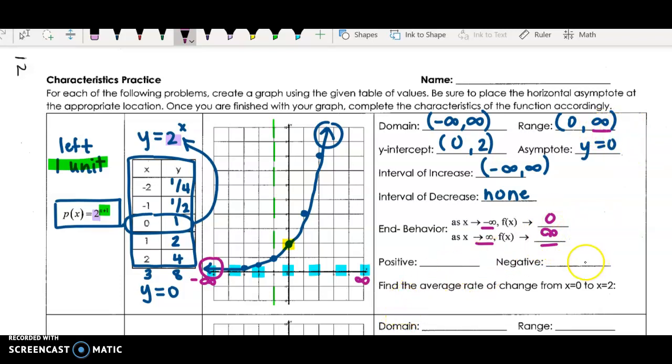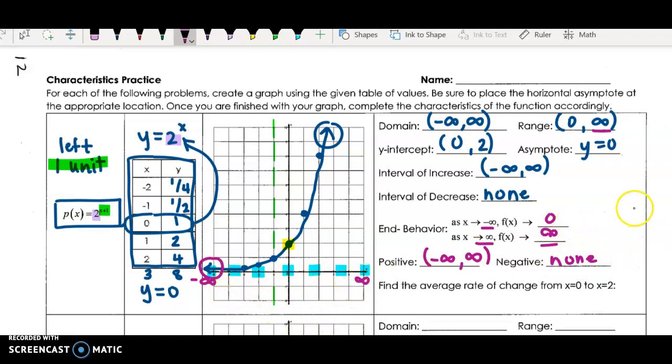Finally, positive and negative intervals. Remember that the positive interval is the part of the graph that exists above the x-axis, and this entire graph is above the x-axis. So the positive interval will be negative infinity to positive infinity, and then the negative interval will be none, because no part of the graph lies in this area below the x-axis.